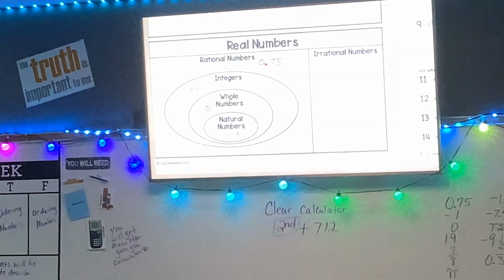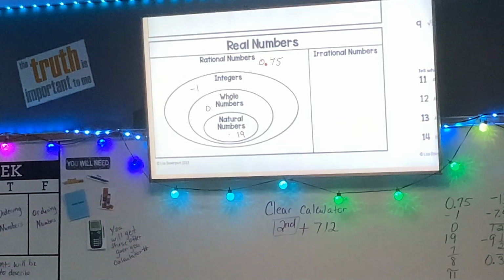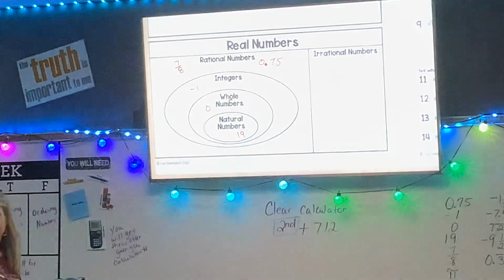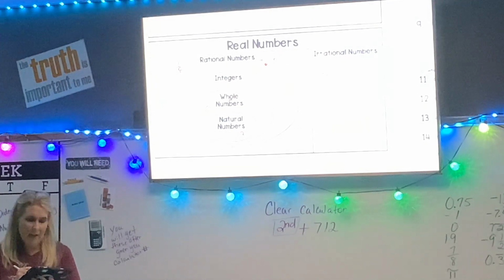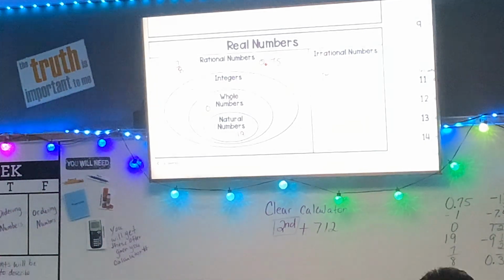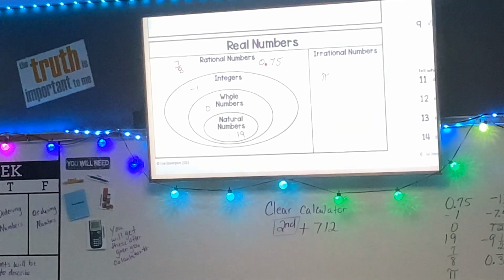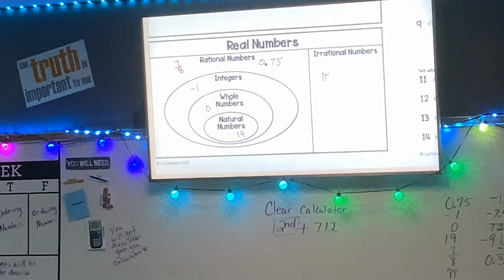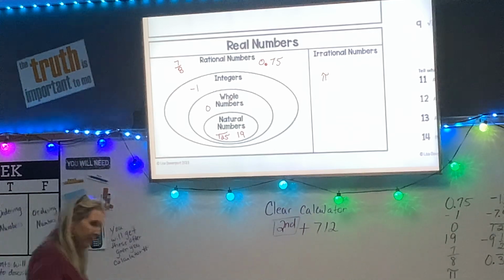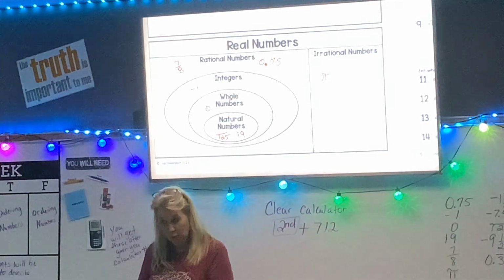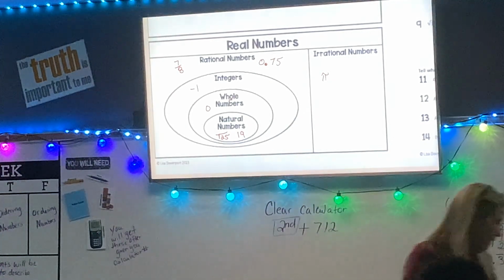Natural numbers. You naturally learn that. 7/8. Rational. Pi. Irrational. What about the square root of 25? Natural. Because what is the square root of 25? 5. Good. Okay, we're going to glue, but then we'll come back to this.